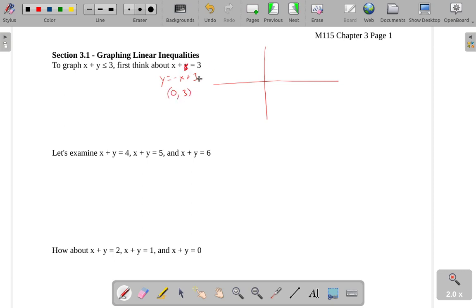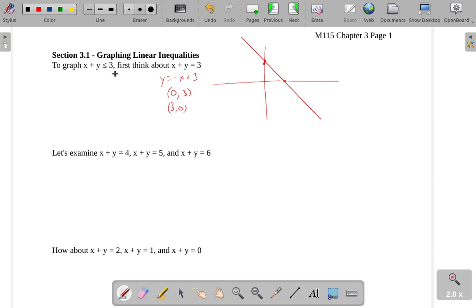Alternatively, if the y-coordinate is 0, that kind of goes away. We get x equals 3. So we end up with (3, 0). So either way, we would get a line that looks like this. I can do better than that. It's snapping. Oh well, there we go. So that would be the line x plus y equals 3.